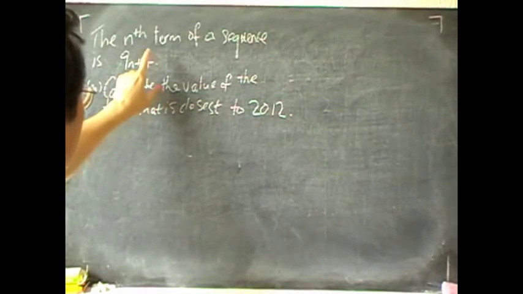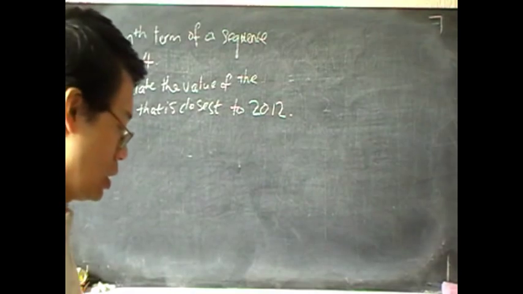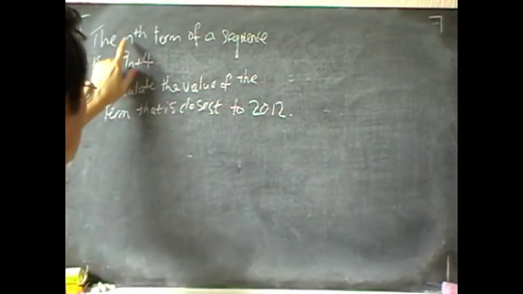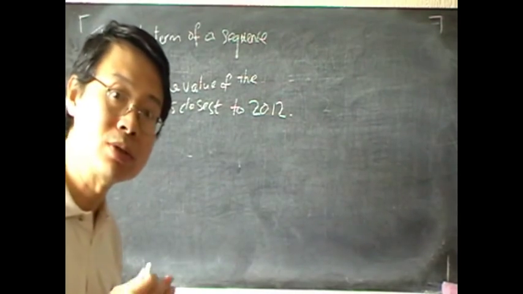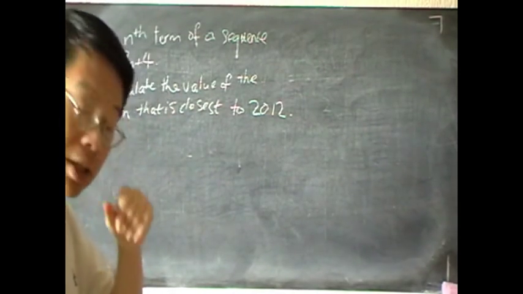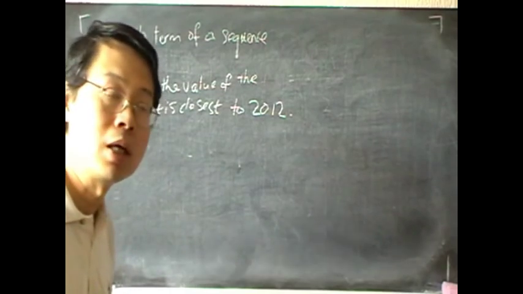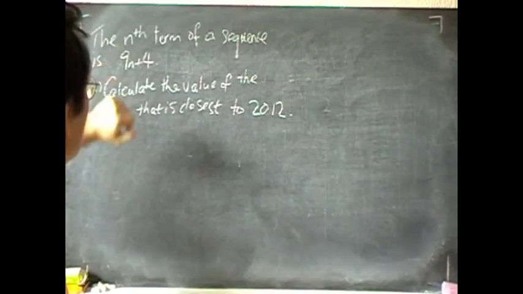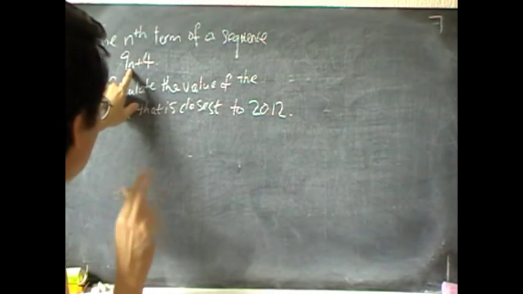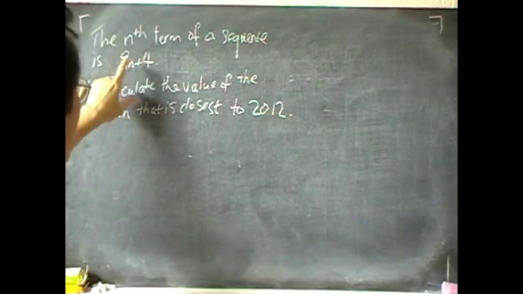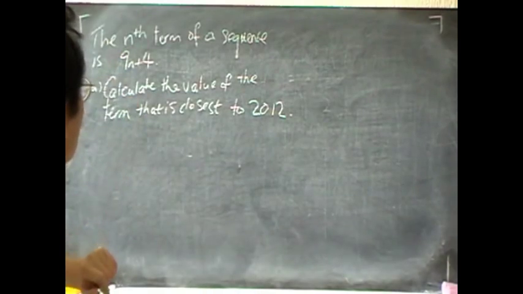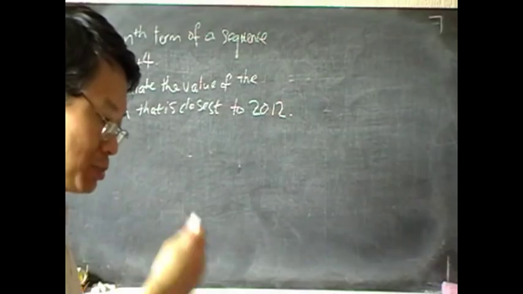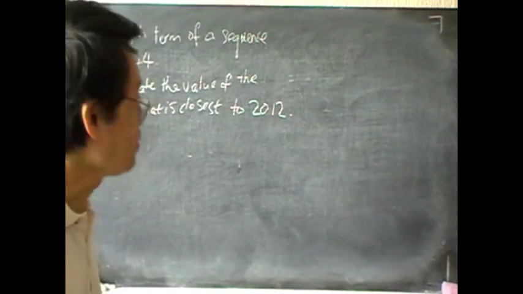think about the meaning of this 9n plus 4. What it means is that when we say the nth term, that means that n can be 1, 2, 3, 4 and so on. n must be a whole number, right? And then for each value of n, you can calculate a value of this term, this 9n plus 4. So 9n plus 4 will take different values.